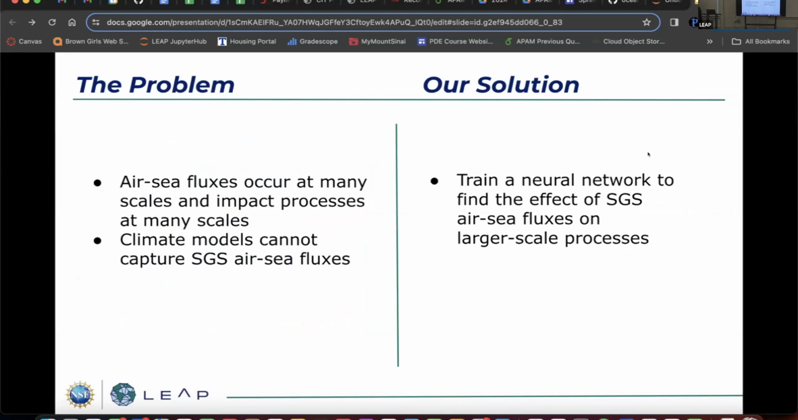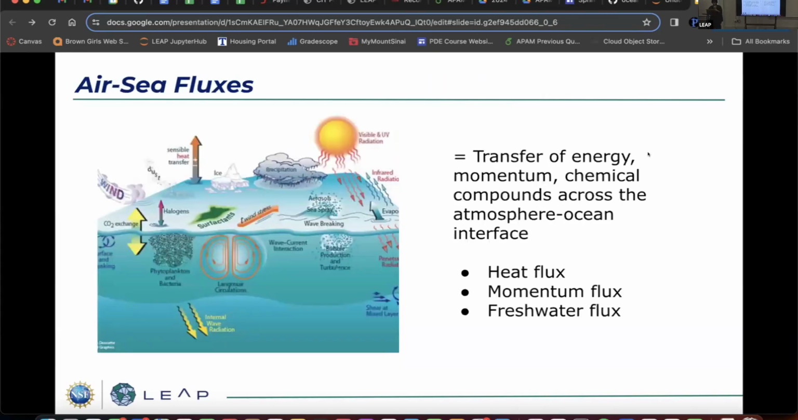Those subgrid scale air sea fluxes do impact larger scale boundary layer processes near the atmosphere ocean interface, which is why, in order to account for that and make our climate models more accurate, I'm developing a neural network, or training one right now, that is meant to find the effect of these subgrid scale air sea fluxes on larger scale processes in the boundary layer region. The idea is to eventually integrate this into a climate model. We're far from that right now.